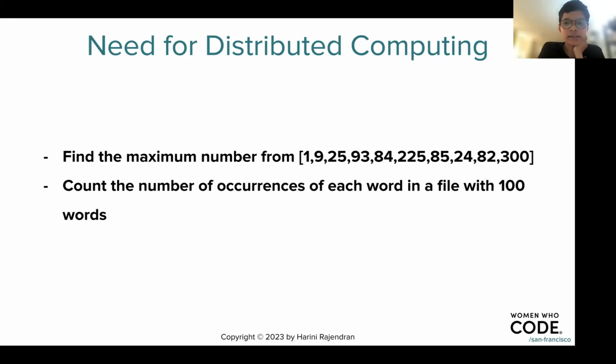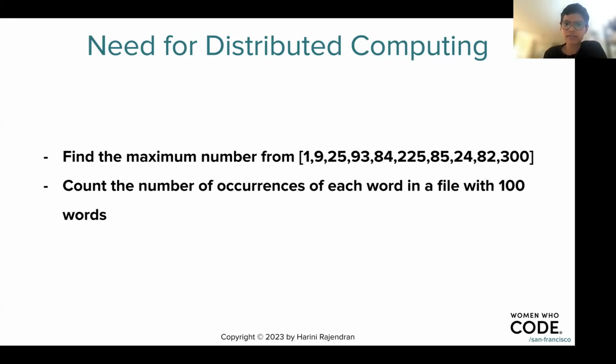Similarly, let's say you have a file which has probably 100 words in it, and you need to count the number of occurrences of each word. Again, it's just 100 words and a small file. You can read the whole content of the file in memory, go over the words one by one, count the occurrences and return it to the user. So these are very simple problems which you can definitely solve on one machine. You don't really need distributed computing there.